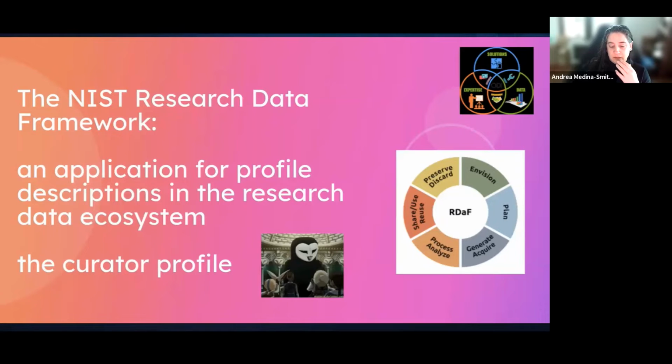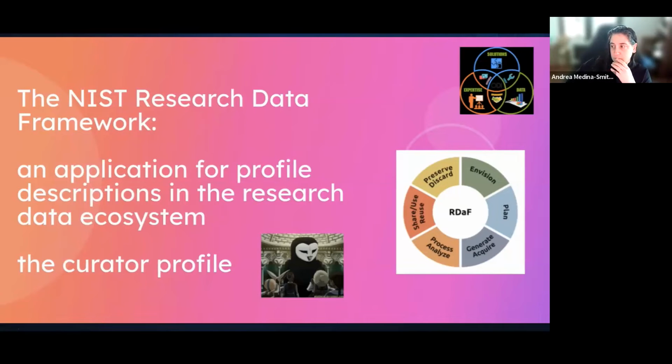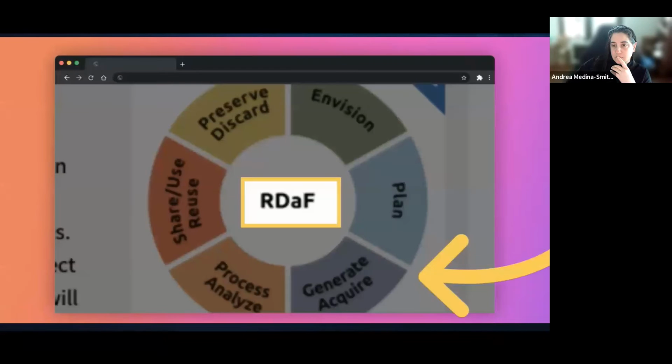The RDaF app will describe the curator profile through the data lifecycle as a function of topics and subtopics. From accessing the Profiles section to reviewing detailed descriptions and lifecycle stages, this guide will help you understand the intricacies of the curator role. The RDaF data lifecycle expands through 6 dimensions: envision, plan, generate or acquire, process or analyze, share and use or reuse, and preserve or discard.